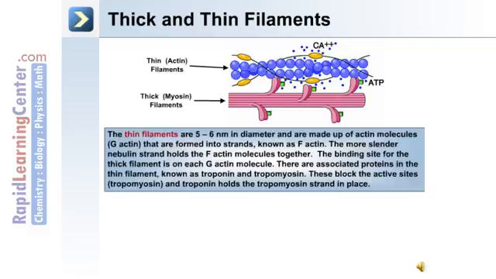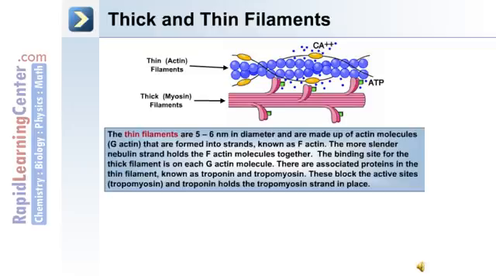The thin filaments are 5 to 6 nanometers in diameter and made up of actin molecules, G-actin, and these are formed into strands known as F-actin. The more slender nebulin holds the F-actin molecules together. The binding site for the thick filament is on each G-actin molecule, and there are associated proteins in the thin filament known as troponin and tropomyosin.